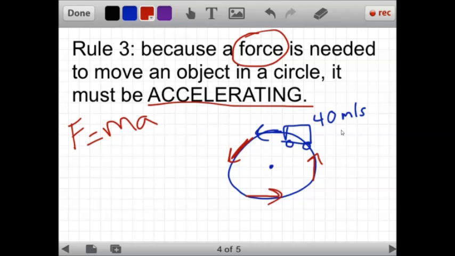So you can see at any point in the circle, it changes its direction, which means that it has to be accelerating. Since it's accelerating, there has to be a force that's making it accelerate, and we now know that this force is called a centripetal force because the force always points towards the center. Not the object's motion, but the force that makes it move in a circle.